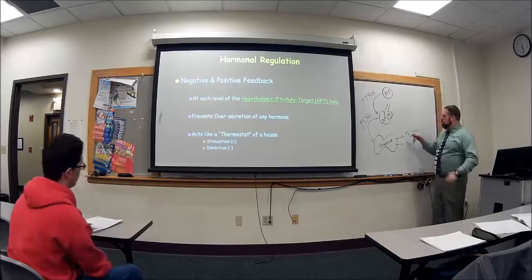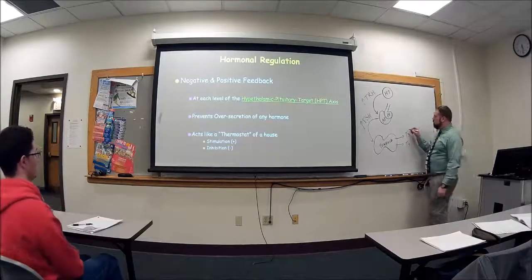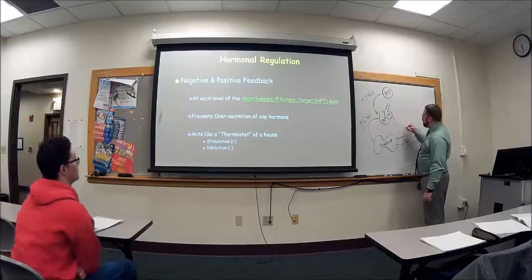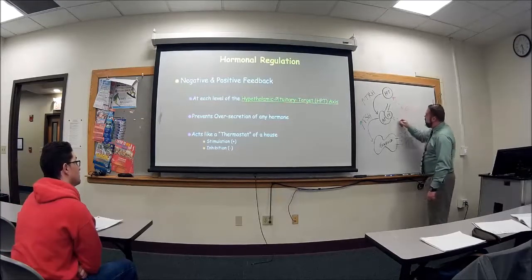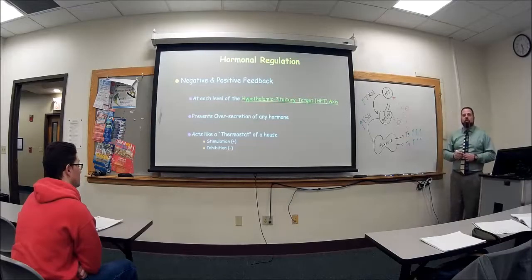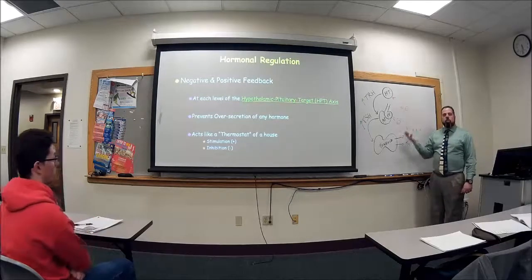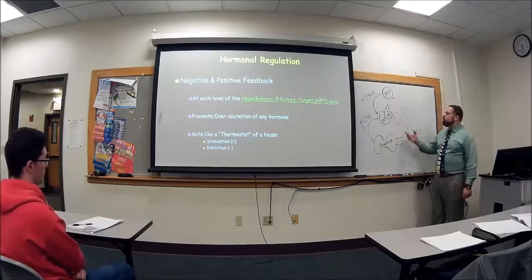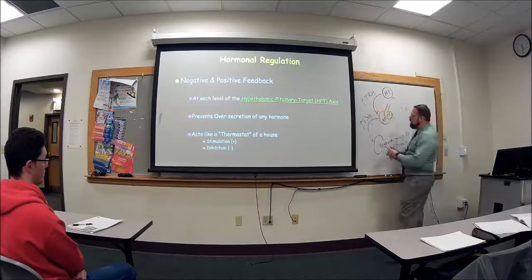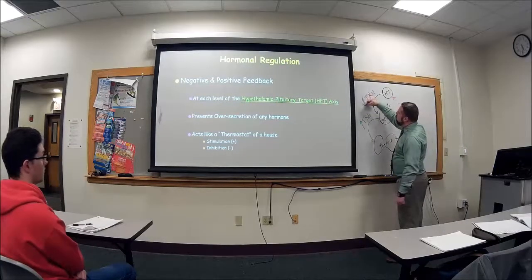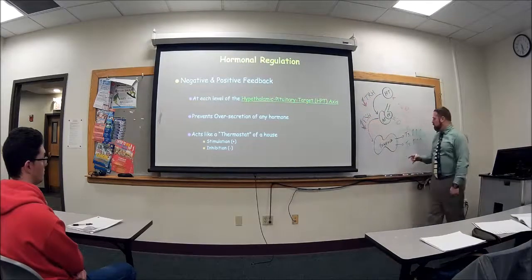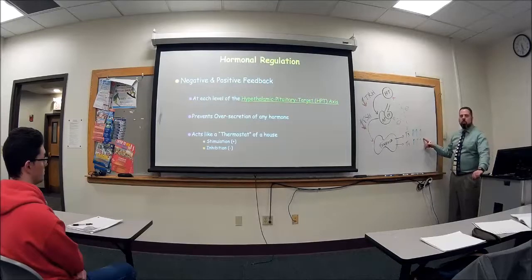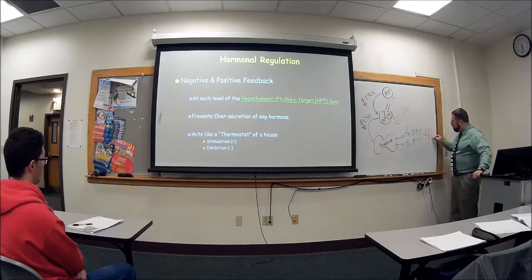So the T3 and T4 send a message to the anterior pituitary and the hypothalamus to say, whoa, we don't need that much anymore. Slow it down. So this is what we call negative feedback. This is going to tell the hypothalamus to decrease the amount of TRH, decrease the amount of TSH, which means what's going to happen to T3 and T4? Decrease. And it'll keep on decreasing.